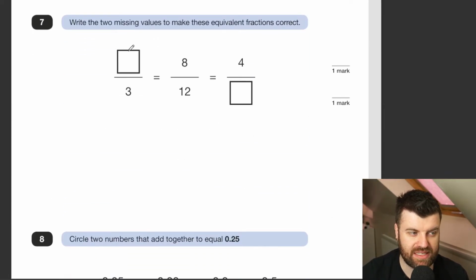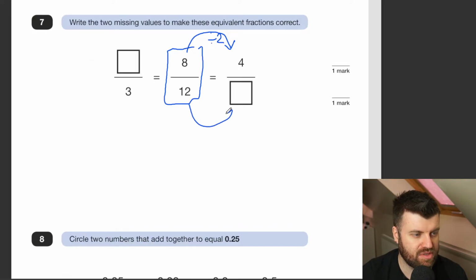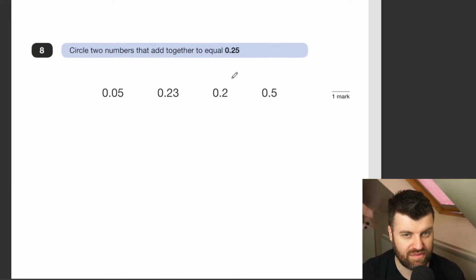Question 7, write the missing two values to make these equivalent fractions correct. We're going to start with this one as our base fraction in the middle. How do I get from 8 to 4? Well, I divide by 2. So I do the same to the bottom, divide 12 by 2, I get 6. Over here, how do I get from 12 to 3? Well, I divide it by 4, do the same to the top, and we get 2. 2/3 is 8/12 is 4/6, just equivalent fractions.